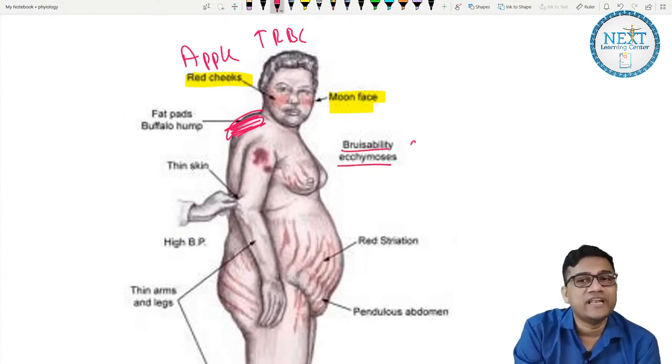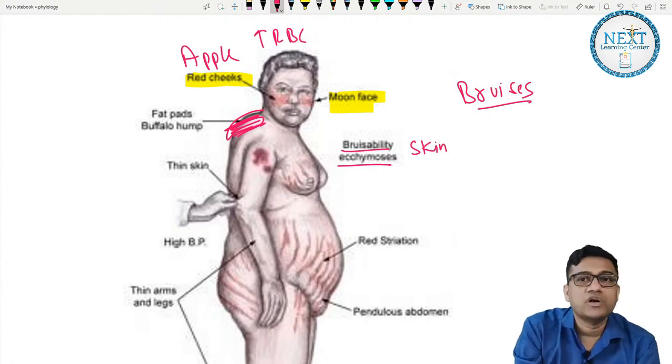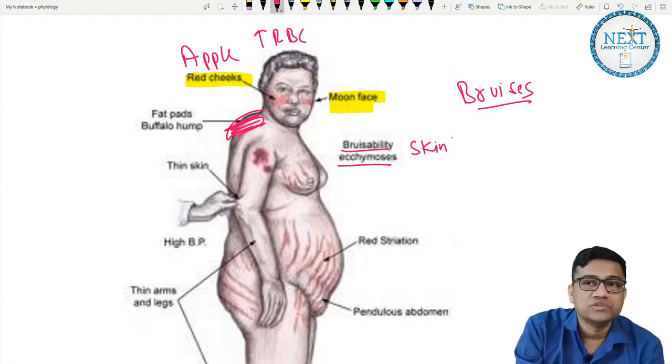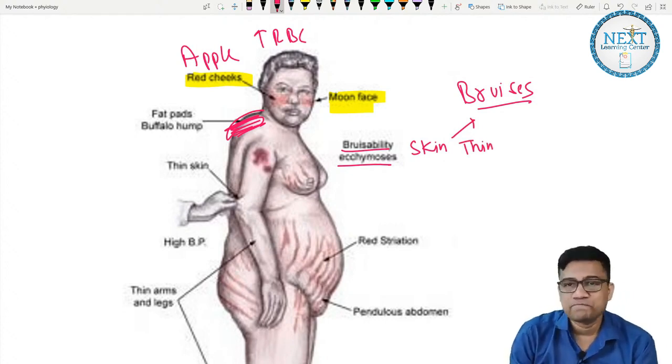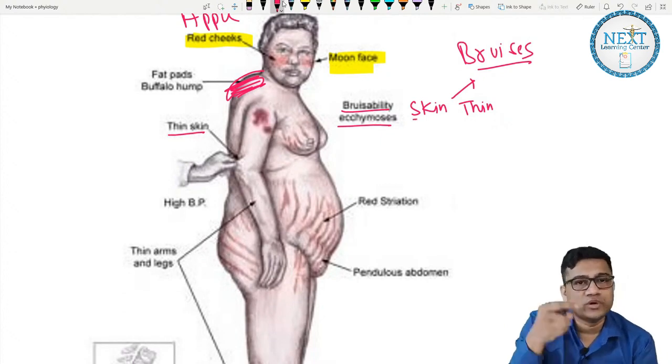Okay, clear? Then bruisability, ecchymosis, are because of what? The skin is very fragile. So skin is very thin and fragile. It easily makes bruises. So when you give a slight stretch or a scratch, it will rupture. Called what? Bruises. So skin is thin, bruises occur. Okay, clear? Fine. Then very thin skin, I told you already.